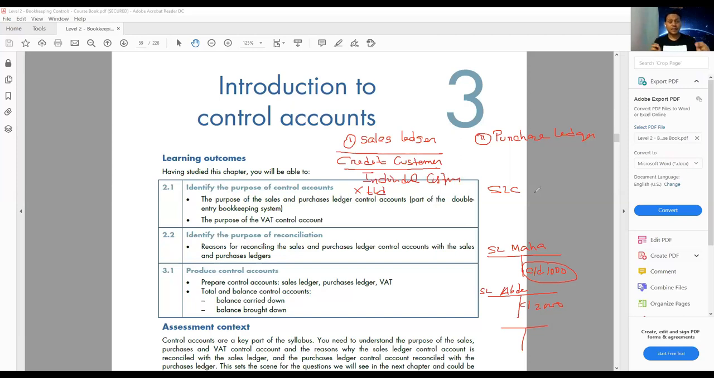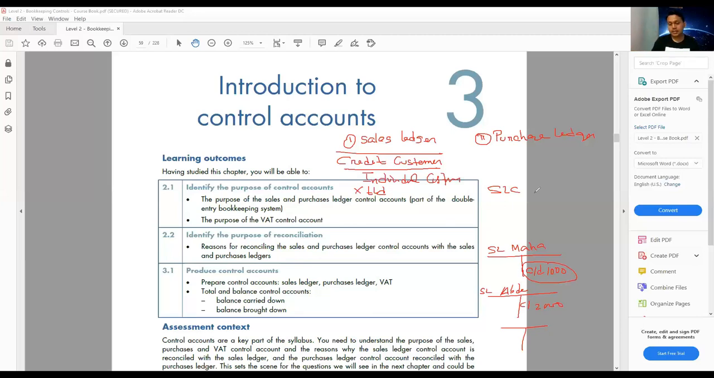Now, if I have 1 million customers, how much is due from 1 million customers? I can easily identify from my sales ledger control. So when my manager asks me about one individual customer or one particular customer, let's say Maha, I open the sales ledger, I tell this is the amount outstanding from Maha. But if my manager asks me how much is due from all the customers, I open sales ledger control.